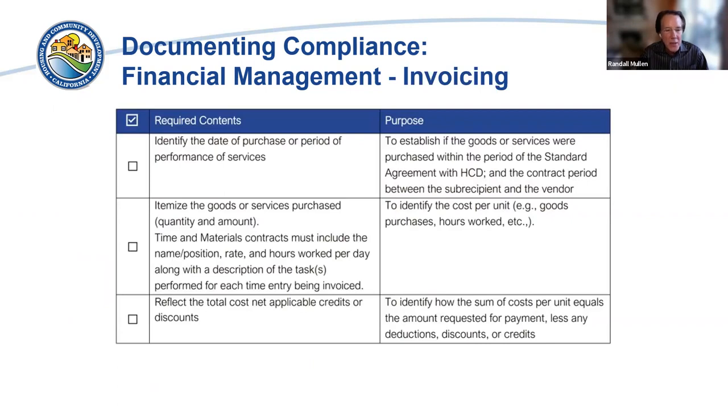And we'll take a quick look at the second row here, which in the invoicing package, according to the memorandums issued by HCD earlier this year, would require your invoice to be supported with a description of the itemized goods or services purchased. And this enables them to confirm that you have identified the cost per unit of those goods, purchases, or hours worked.